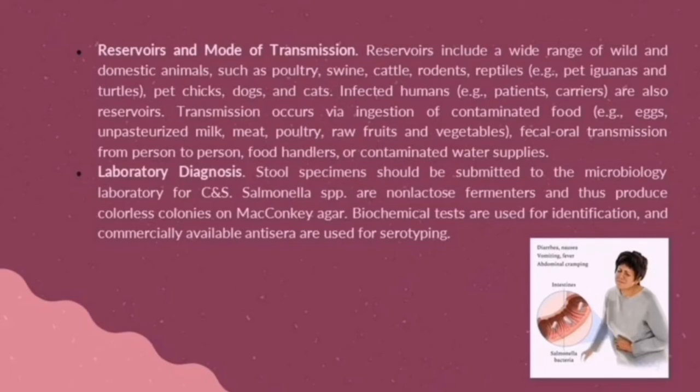Reservoirs and mode of transmission. Reservoirs include a wide range of wild and domestic animals such as poultry, swine, cattle, rodents, reptiles, for example pet iguanas and turtles, pet chicks, dogs and cats. Infected humans, for example patients and carriers, are also reservoirs. Transmission occurs via ingestion of contaminated food. Examples are eggs, unpasteurized milk, meat, poultry, raw fruits, and vegetables. Fecal to oral transmission from person to person, food handlers, or contaminated water supplies.